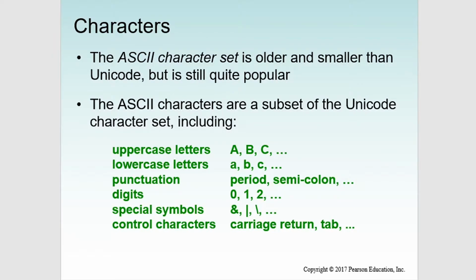The ASCII character set is older and smaller than the Unicode character set, but is still quite popular. The ASCII characters are a subset of the Unicode character set, including the uppercase, lowercase, punctuation, digits, special symbols, and control characters. In the back of the book, there's a section on the ASCII and Unicode character sets. You can also find the ASCII and Unicode character set online. They're going to have the number entries for each one of these characters.